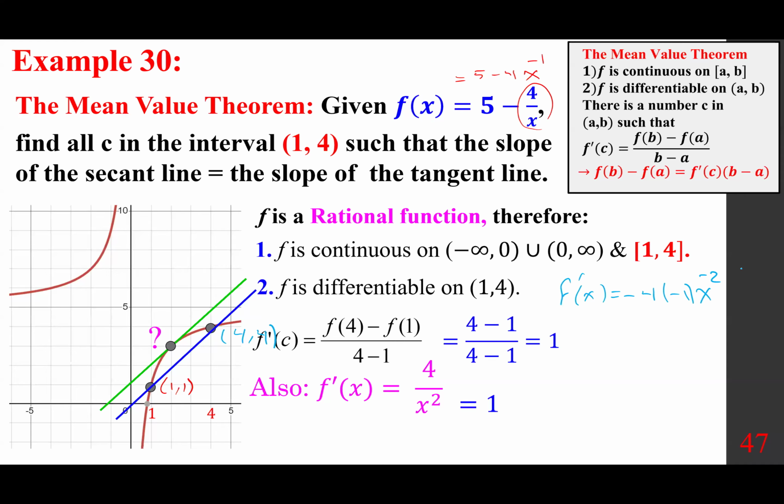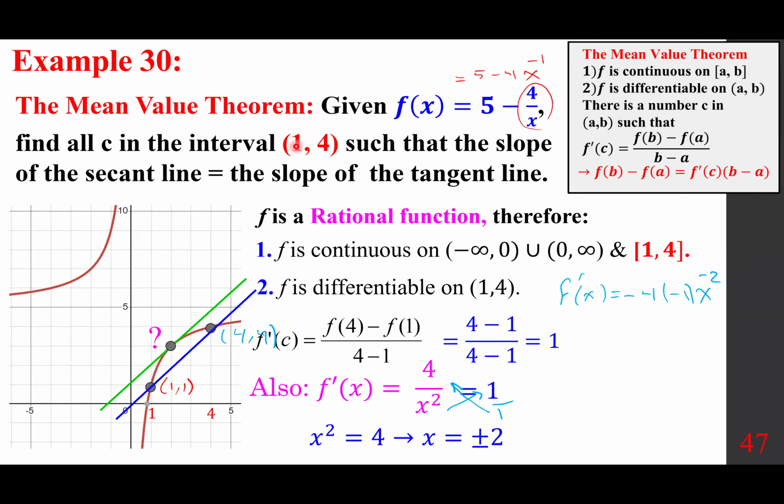You set that equal to 1. Cross product tells us x squared must be 4 and x must be plus or minus 2. So there are two answers, everybody. Negative 2 and positive 2.